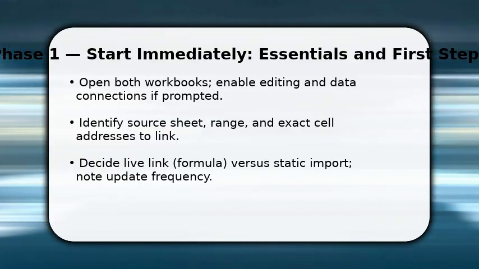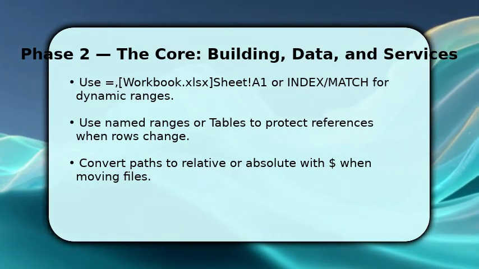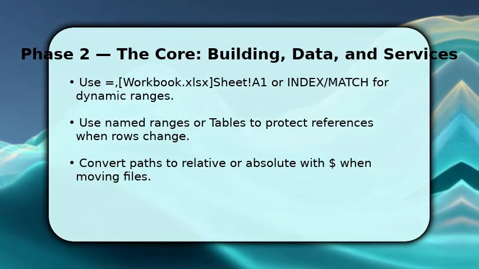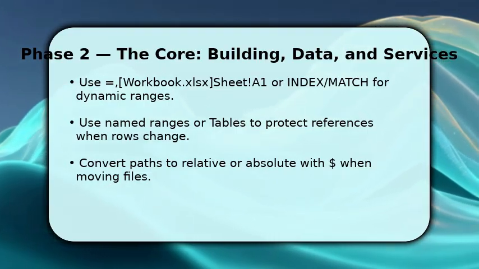With the basic link created, make it robust. Use named ranges or tables so references survive row inserts and deletions, and consider INDEX/MATCH when you need dynamic lookups. If files move, switch between relative and absolute paths by adding $ in the reference.